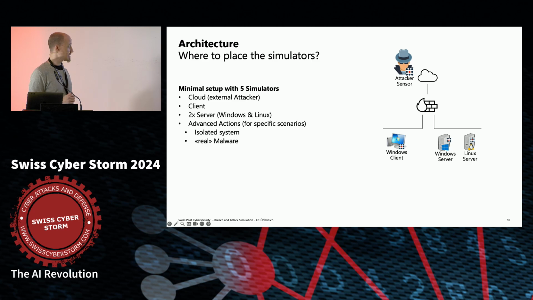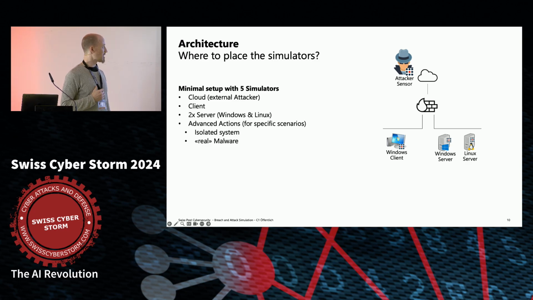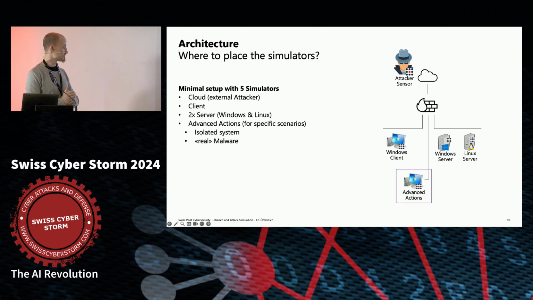Now, where to place simulators, or with what amount of simulators should I start? Usually, our recommendation is to start with at least 5. Why 5? We have one in the cloud, mimicking the external attacker. We like to have one client, and customers typically have Windows and Linux servers, so we get 2 there as well. And then we have a 5th one. We call that an advanced actions simulator.